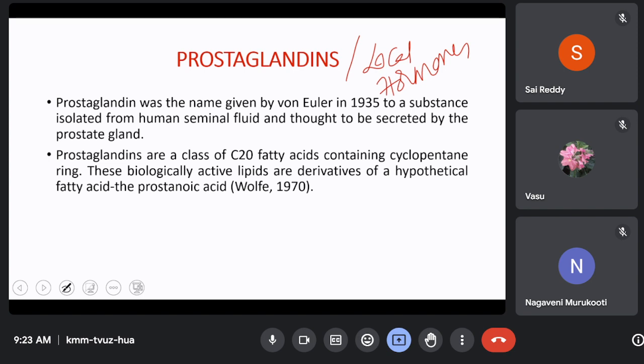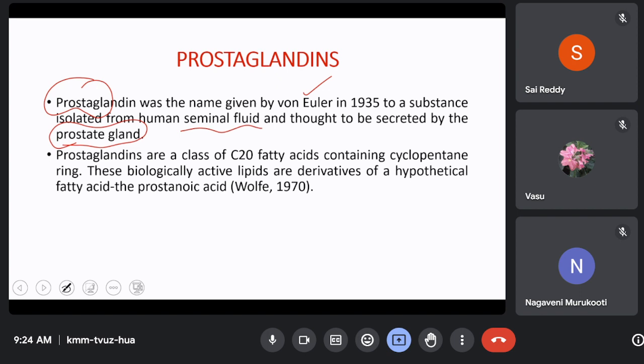And the prostaglandins, the name was given by von Euler in 1935, which were isolated from the human seminal fluid and thought to be secreted by the prostate gland. Hence, it is given the name prostaglandin. The prostate gland is the accessory gland of the male reproductive system, and Euler thought that it is produced by that particular gland. Hence, it is given the name prostaglandin. So the same name has continued afterwards.